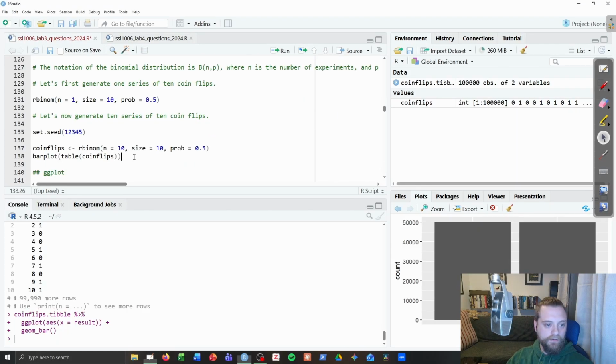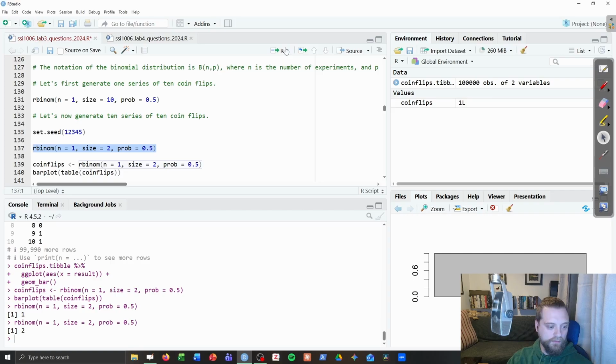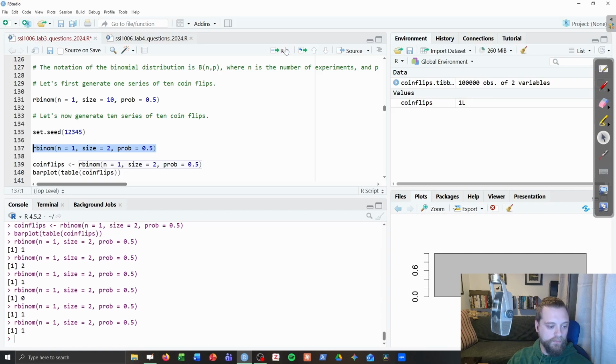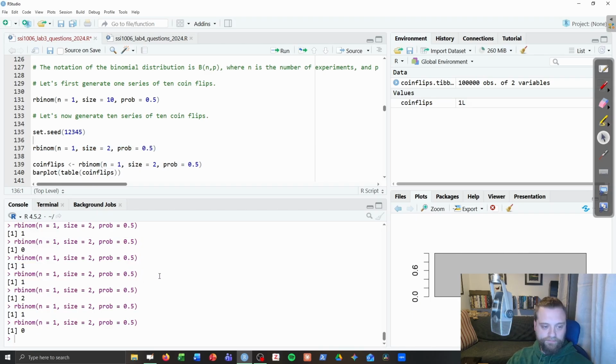So I'm actually going to change this so we're going to have an n of 1 here and a size of 2. So exactly what we just looked at here. And a probability of 0.5. We're not going to use this for a second. Let's just look at this as just the pure function. So 1, 2, 1, 0, 1, 2, 0 again. So there we go. We've got 3 possible outcomes.